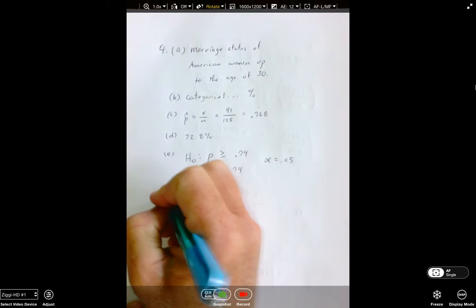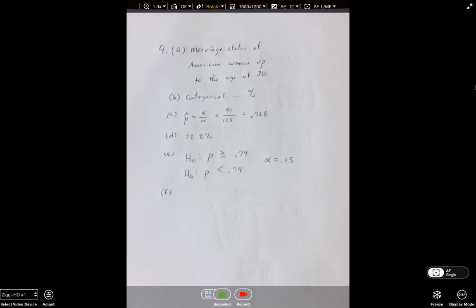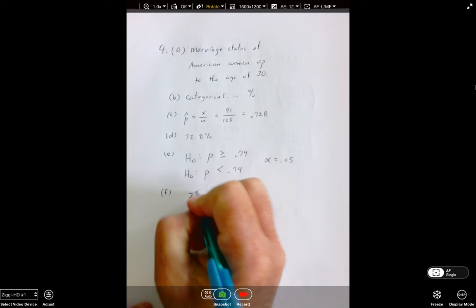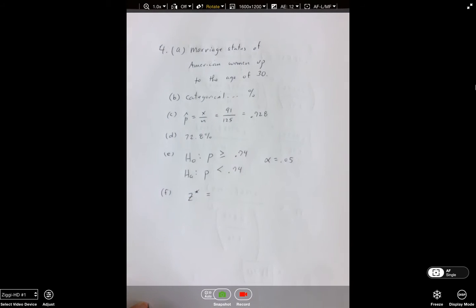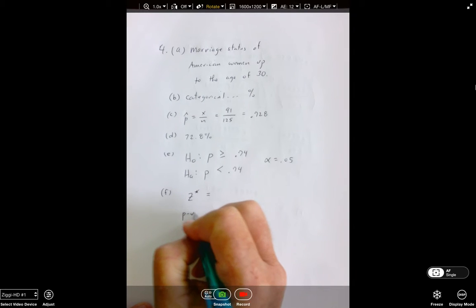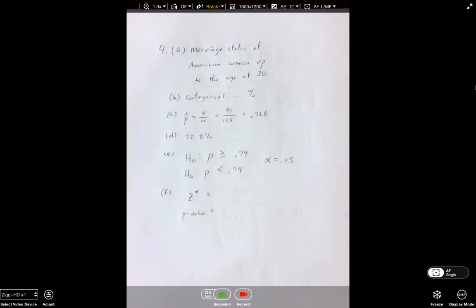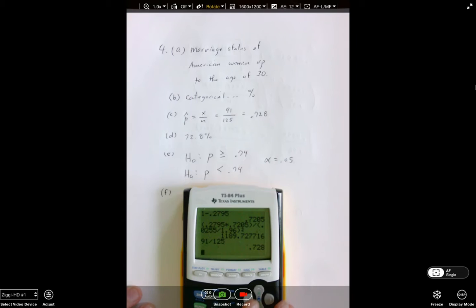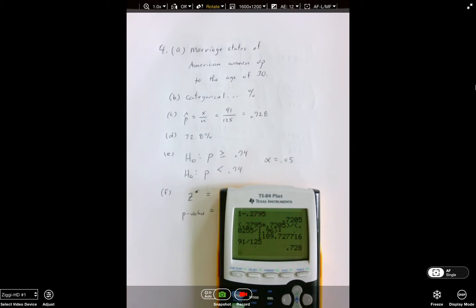The alpha is not given. So again, if it's not given, the default is 0.05. Now, F, calculate the test statistic. Well, guys, we know the test statistic for these types of problems is Z star. And we know the p-value is just the p-value. All right, I'm going to use my calculator. So I'm going to go stat, test. I should know by now that this is a one prop Z test.